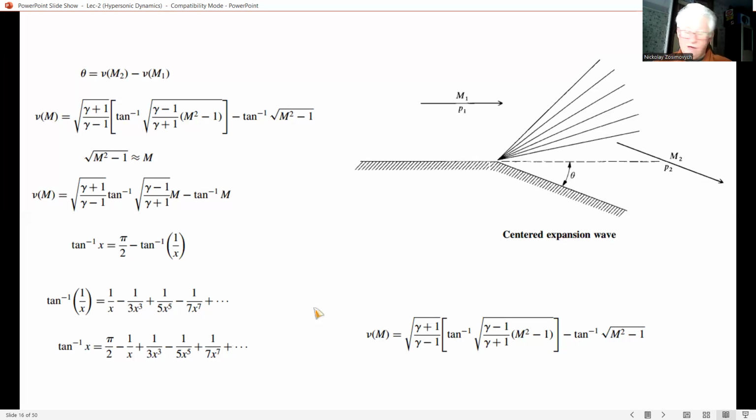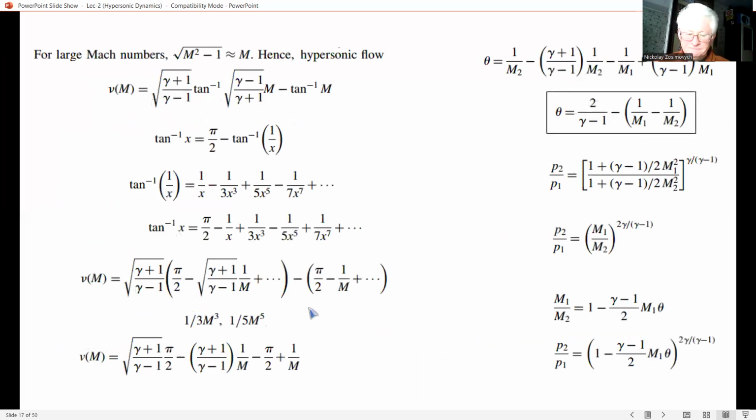Okay? For large Mach number, we might say the radical of M squared minus 1, as in the previous slide, is approximately equal to M. And hence, our last equation can be written for hypersonic flow as this one. V of M, first component the square root of (gamma plus 1) over (gamma minus 1), times the inverse tangent of the radical, the opposite, yes? (gamma minus 1) over (gamma plus 1), and after that times M, minus the inverse tangent of 1 over M.